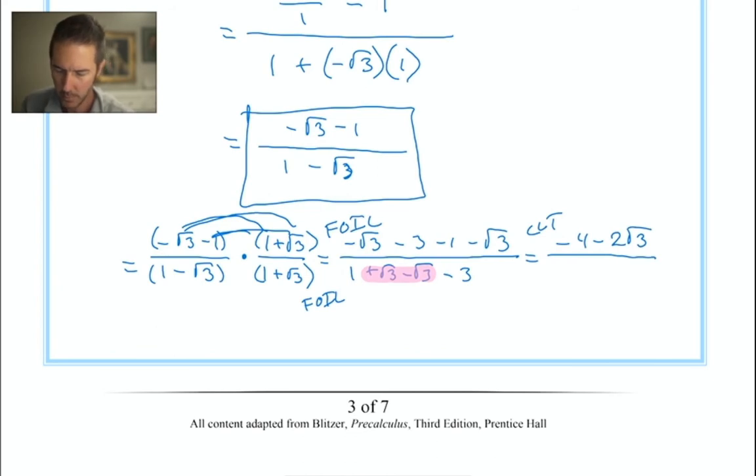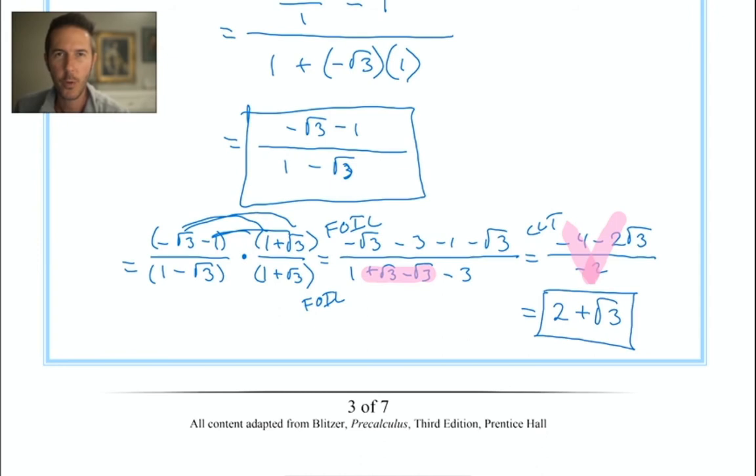I'll combine like terms. 1 minus 3 is negative 2, and that gives me the opportunity to reduce my fraction now. The negative 4 and negative 2 are going to reduce, and the negative 2 and negative 2 are going to reduce, leaving me with a final answer of positive 2 plus the square root of 3. And I thought I was going to be writing that over a denominator, but I don't have a denominator anymore. The negative 2 canceled out. So let me write that again. Positive 2 plus the square root of 3.